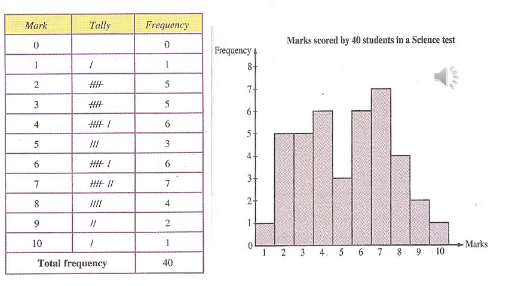First of all we are going to draw the frequency table. There is no student who gets 0 marks, so the frequency of 0 marks is 0. And only one student gets 1 mark, so the frequency of mark 1 is 1. And there are 5 students who get 2 marks, so the frequency of 2 is 5. Similarly, complete the whole table.